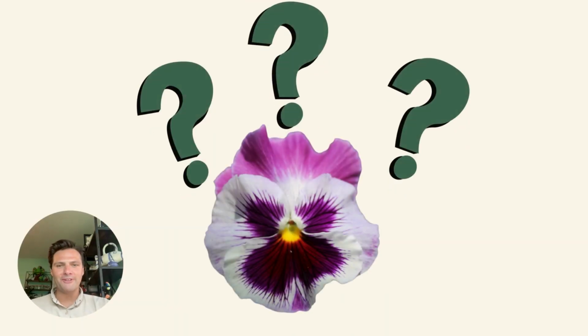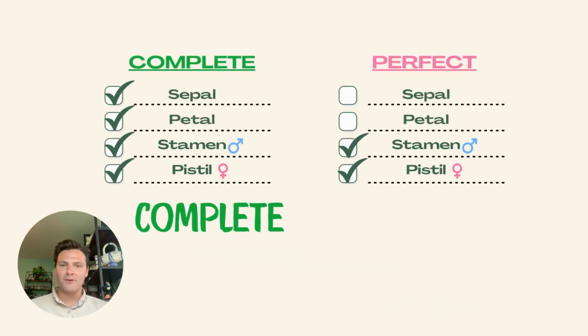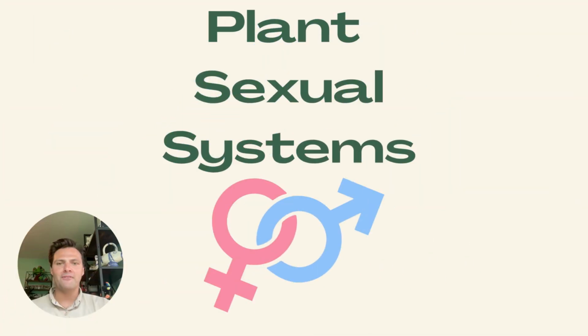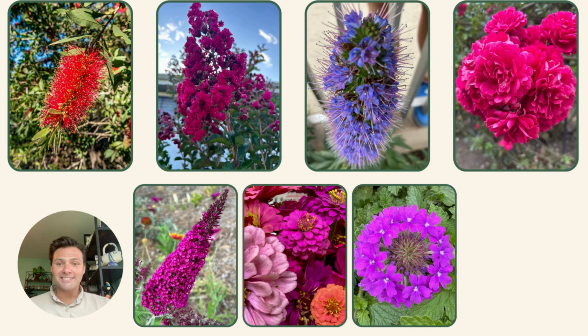All right, ladies and gentlemen, that's it for this deep dive. Today, we dove into what a flower is, the structures of a flower, what makes a complete and what makes a perfect flower, the plant sexual systems, that's the distribution of male and female flowers on a plant, and then we wrapped it up by lightly exploring inflorescences. There is a lot there, so maybe we'll dive into that in another video.